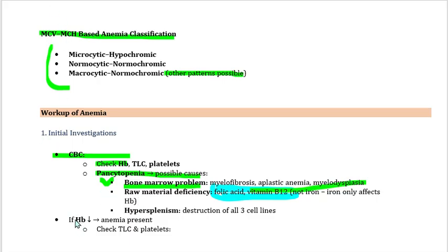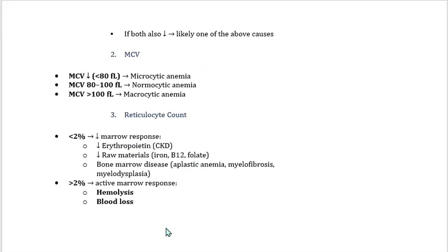So when we get CBC, we check hemoglobin. If it is decreased, then anemia is present. Then we also check TLC and platelets. If both of them are also decreased, then the problem is as listed above. It is pancytopenia, either due to bone marrow problem or deficiency of folic acid or B12 or hypersplenism. Number 2, we are going to look at MCV, which gives us a clue.